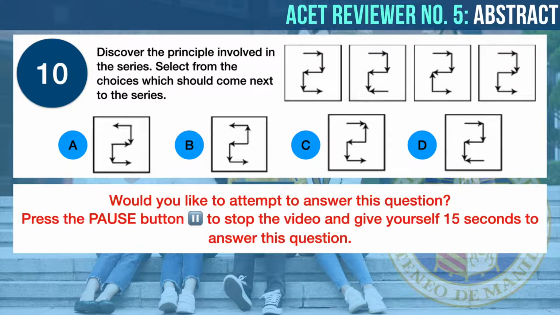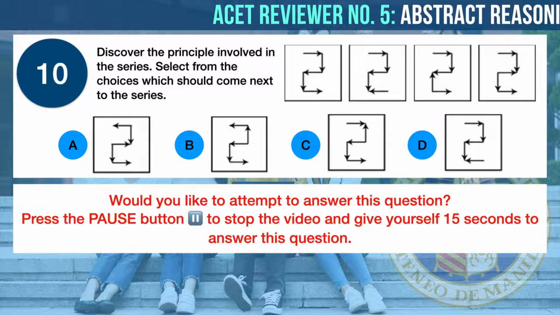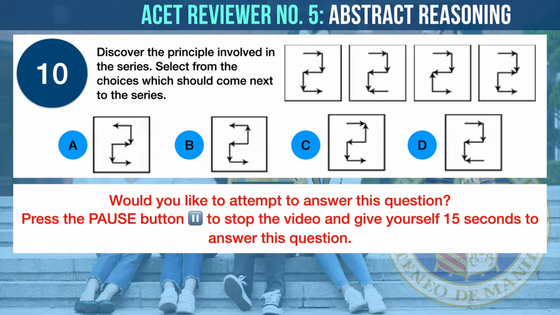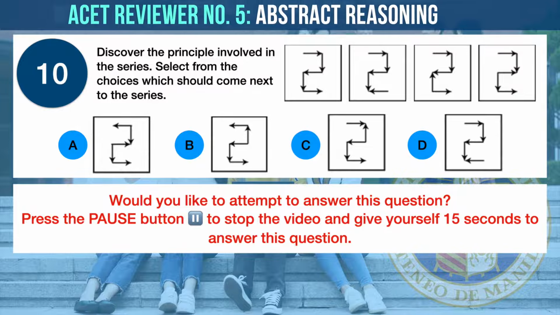Abstract reasoning question number 10. Discover the principle involved in the series. Select from the choices which should come next to the series.